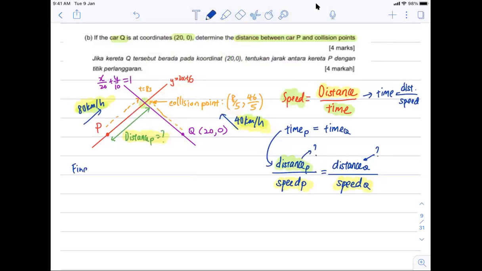To find distance Q, we need this formula in order to find the distance between 2 points. Because we know the collision point and we know the point of Q, we can find the distance between the two of them. Using this formula, distance is equal to the square root of (x1 minus x2) squared plus (y1 minus y2) squared.